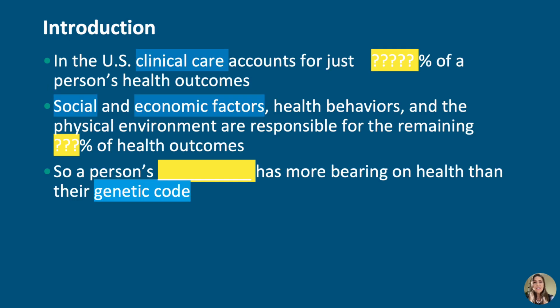So in the United States, clinical care accounts for just 20% of a person's health outcomes. When we look at social, economic, health behavior, and physical environment, those are responsible for 80% of the health outcomes. So a person's zip code has more bearing on health than their genetic code.